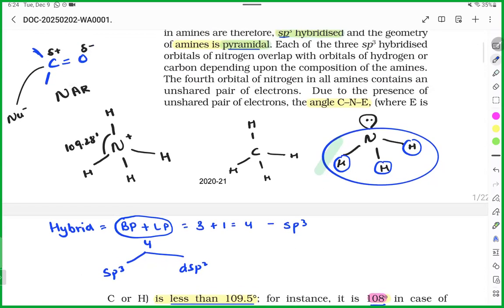Because the fourth orbital holds the unshared pair of electrons, now you will understand it can easily react, because this unshared electron pair or lone pair wants to interact with someone.